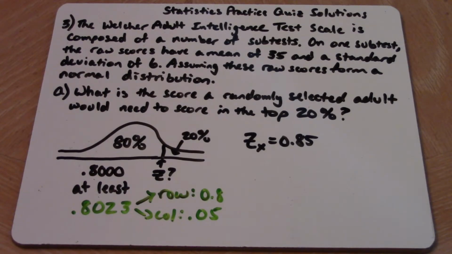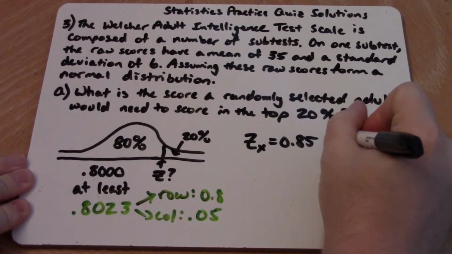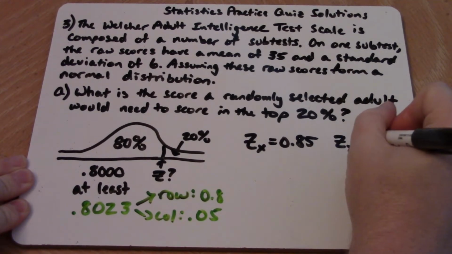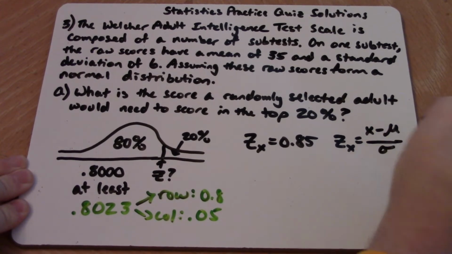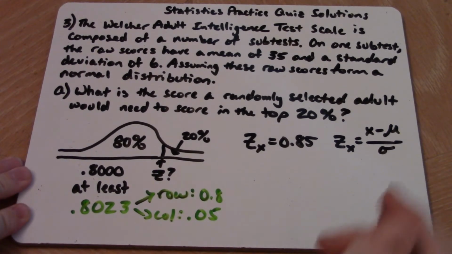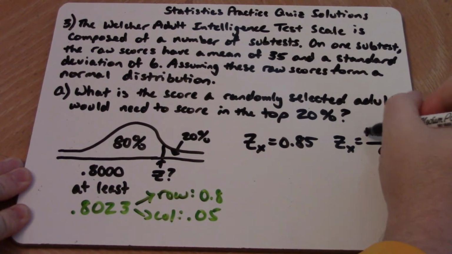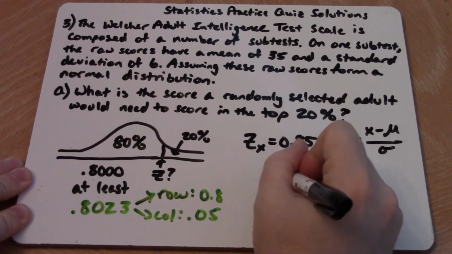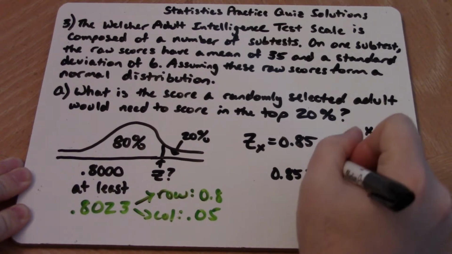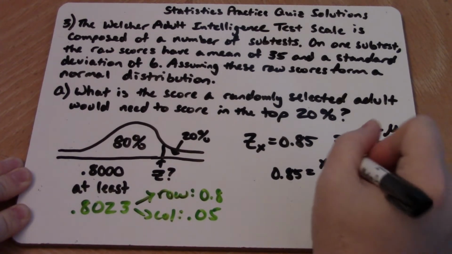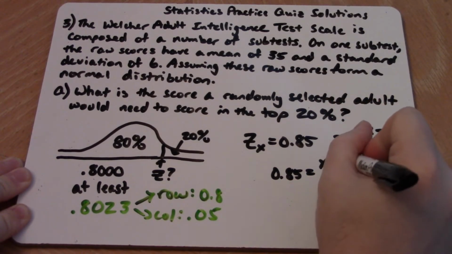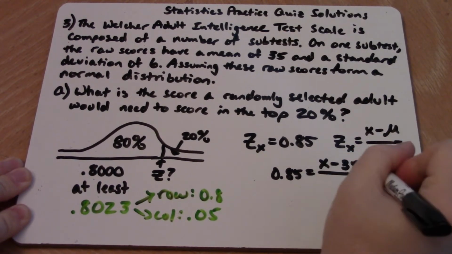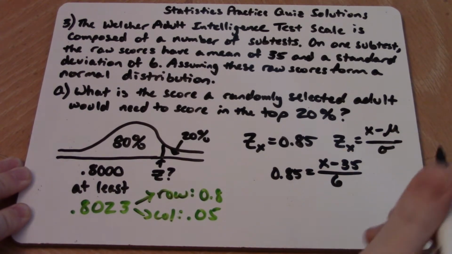So what we have to do is we have to plug that z-score into our equation, which says the z-score is the raw score minus the mean divided by the standard deviation, and use that to convert it back into a raw score. So we say 0.85 equals the x that we're going to solve for minus the mean from the problem, which was 35, divided by the standard deviation, which is 6.